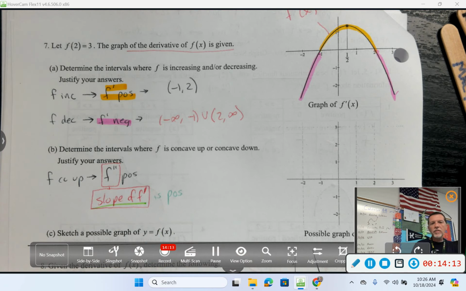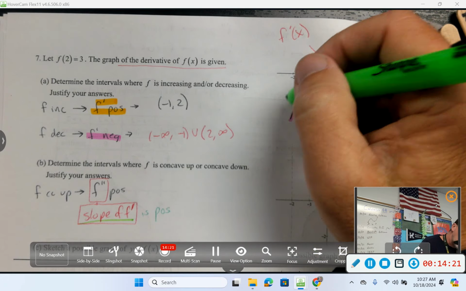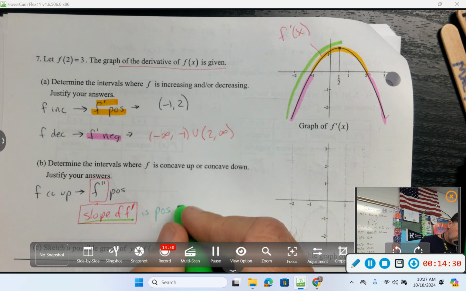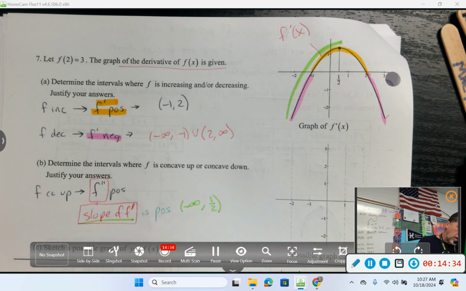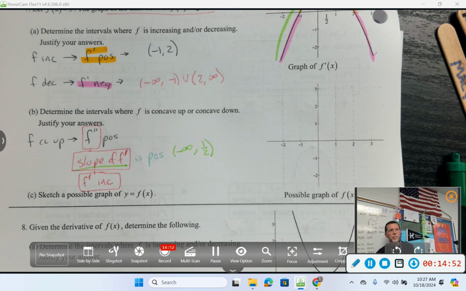So the slope of f prime is positive. So now I'm not looking at the values, I'm looking at the slope. So either -2 to 1/2 or -infinity to 1/2. -infinity to 1/2. The slope of f prime is positive. Or another way to phrase that is, f prime is increasing. Those are all the same thing.